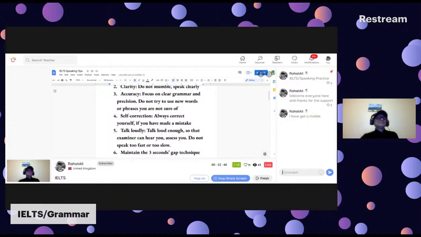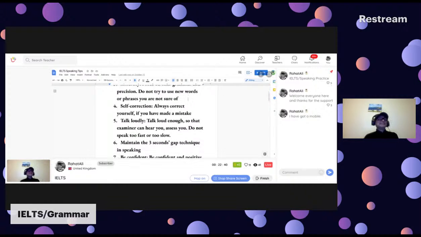In the IELTS exam, this technique is assessed because of your fluency, your good communication technique and level. So always use a word, vocab or phrase before the 3 seconds is gone. That is a very important factor for you to know.